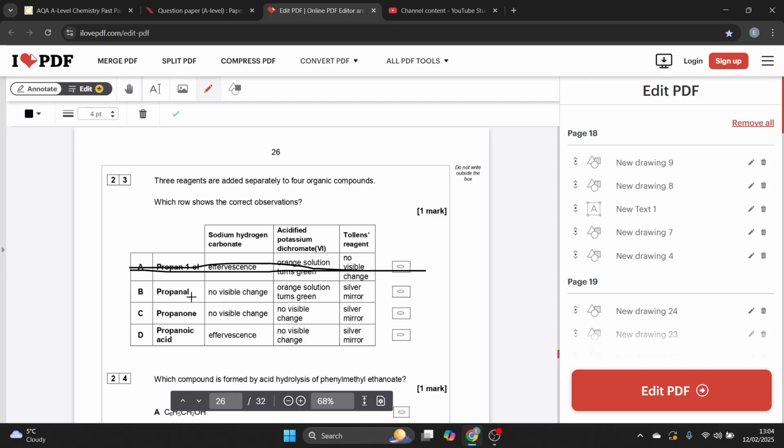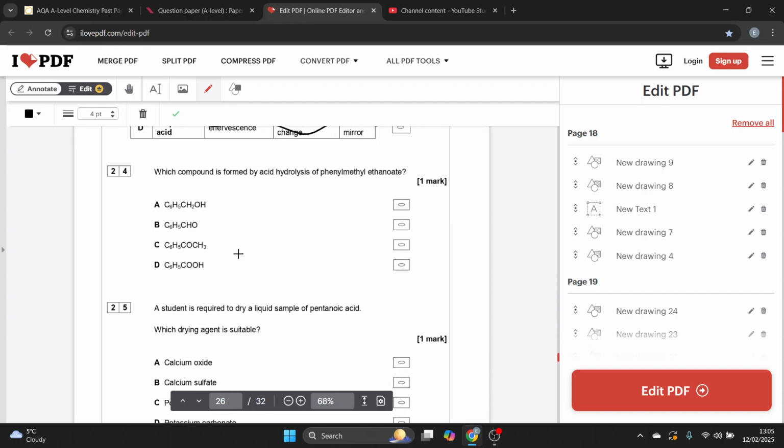Acidified potassium dichromate. Propanol, orange solution turns green. Propanone, which is a ketone, no visible change. Tollens reagent with a ketone, silver mirror. No, definitely not. So I'm left with B and D. Tollens reagent with propanoic acid, silver mirror. Definitely not. Therefore, the answer must be B. And this question is a prime example. You need to know all your tests for your functional groups and the observations, otherwise you just won't be able to attack this question.